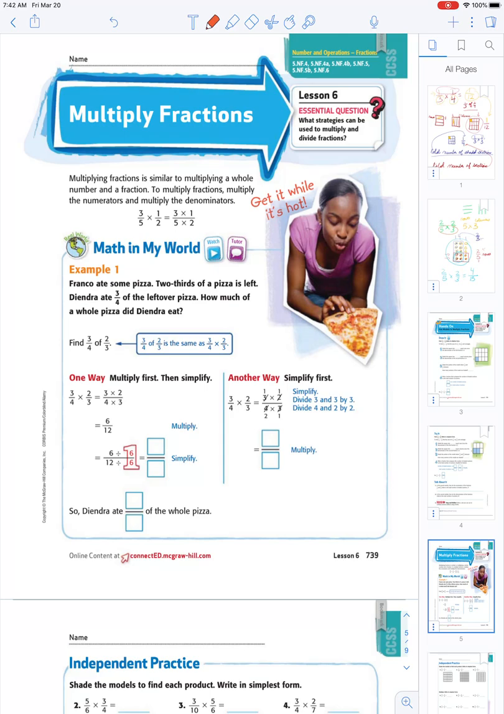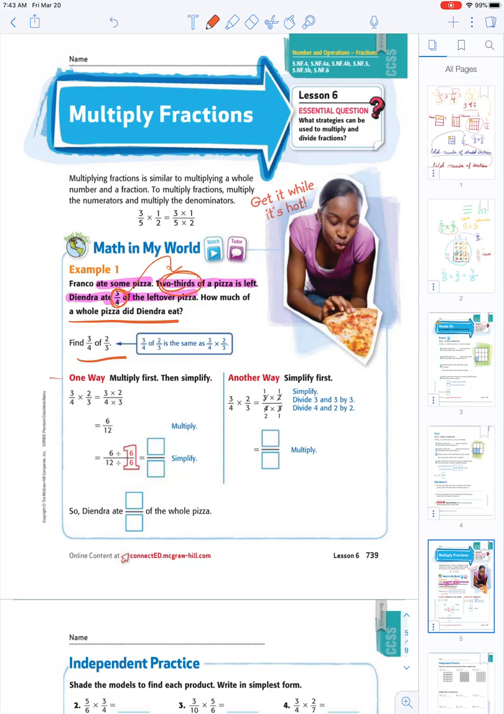So in example 1, Franco ate some pizza. 2/3 of the pizza is left. Dineria ate 3/4 of the leftover pizza. How much of the whole pizza did Dineria eat? So the key words here that we see is that we have some pizza, which is the unknown. There are 2/3 that is left, and how much she ate of the leftover pizza. So we're looking to solve how much pizza she actually ate. There was 2/3 left, and she ate 3/4 of what was left. That's why we know we are multiplying these fractions.